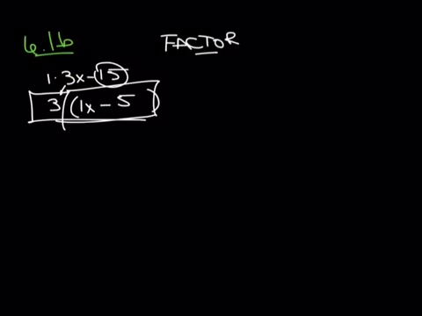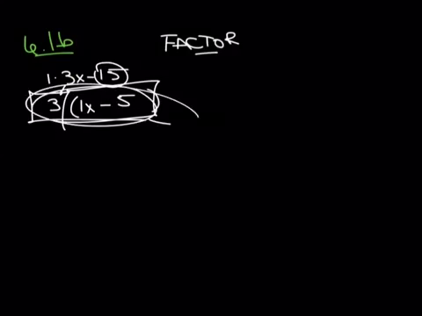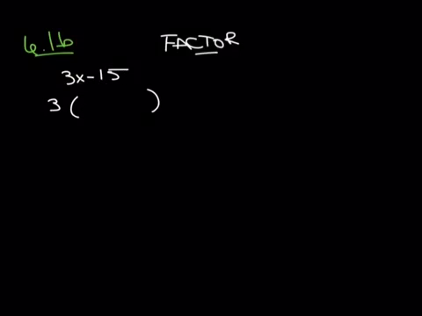One way you can check these is to distribute that 3 times 1x and the 3 times negative 5, and you should get that back. If you do, then you did it correctly. All right, so we're going to do a bunch of examples that will get you used to factoring the greatest common factor out. So 5x cubed minus 15x squared.